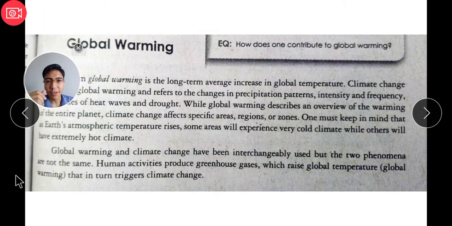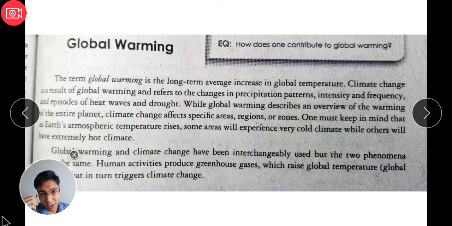So global warming, ito na nga. Okay, ito na yung ating idea, okay, na normal ang climate change. But global warming is not. Okay, it is a long-term average increase in global temperature. Climate change is a result of global warming. Kita nyo? Refers to the changes. Ano nangyayari? Yung dahil sa global warming, nag-change yung precipitation patterns natin. The intensity, the frequency, and the episodes of heat waves and drought. While global warming describes an overview of the warming of the entire planet, climate change affects specific areas, regions, or zones.